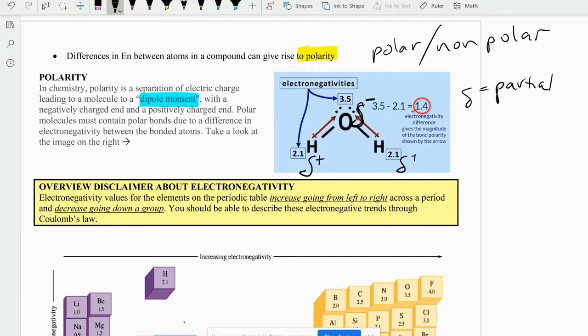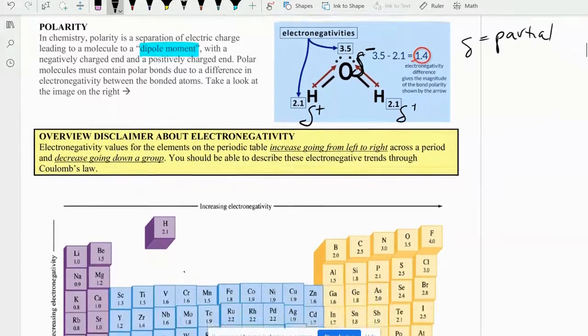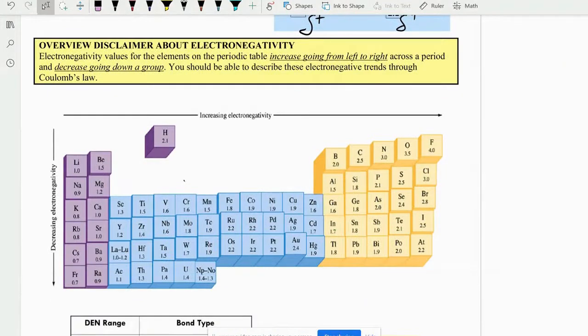Okay, so we're going to deal with these Linus Pauling values to determine electronegativities right now. But a quick disclaimer on electronegativity before we cover it in more detail: we need to remember that the trend has electronegative values increasing from left to right and decreasing from top to bottom. And you have to ask yourself why that is. Well, the answer lies in the atomic structure.